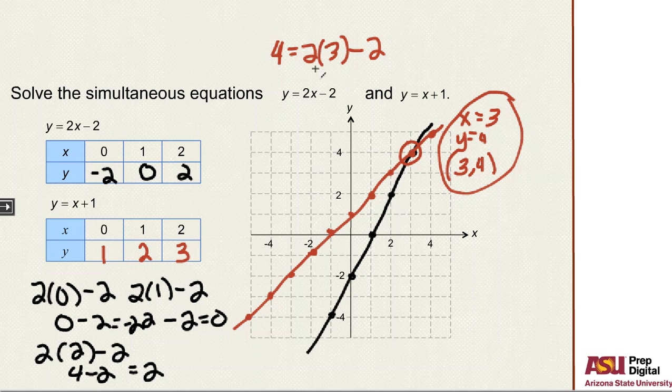So 2 times 3 is 6 minus 2. Does that equal 4? Yes. So 4 is 6 minus 2, so the first one works. And now I'm going to check the second one. Is 4 equal to 3 plus 1? It sure is. So it works for both statements. 3 and 4 works for both statements, so I know 3, 4 is the correct solution. This is how you solve a system through graphing.